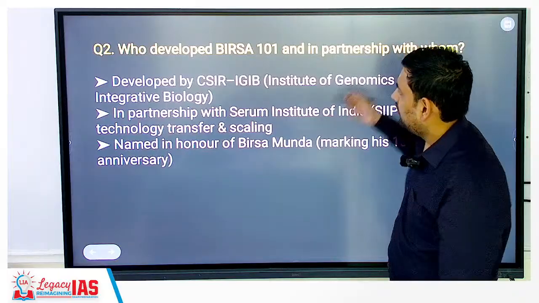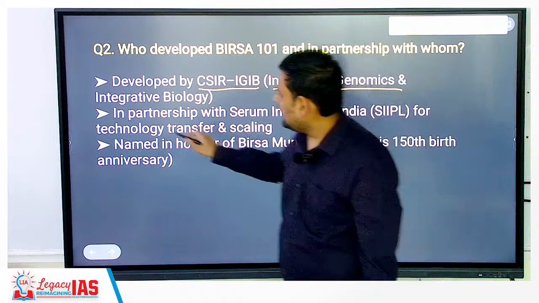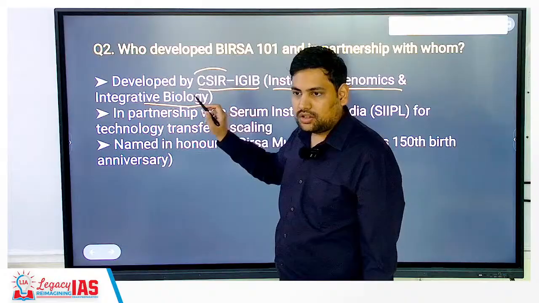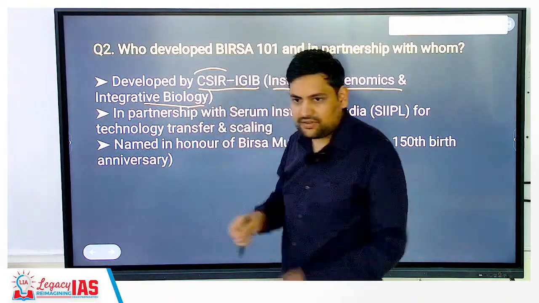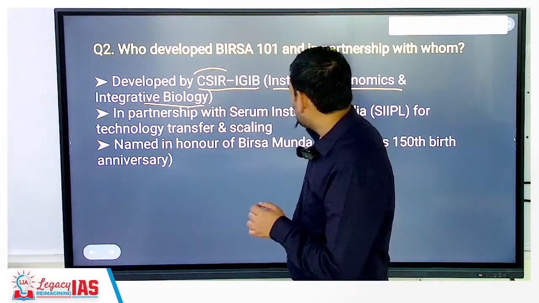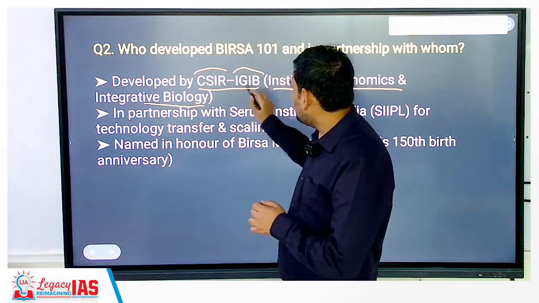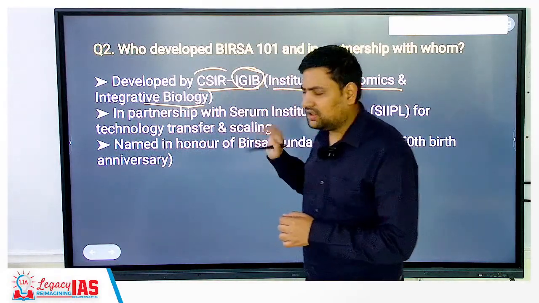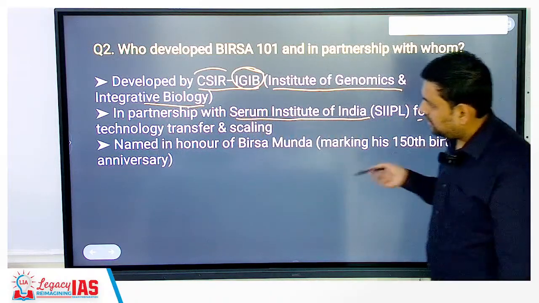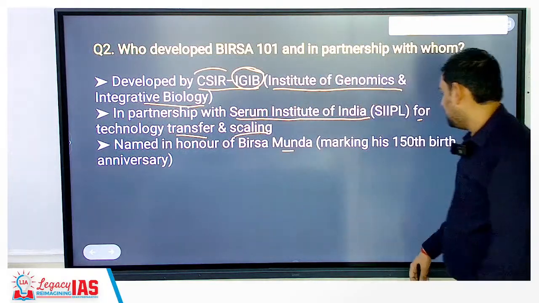Who developed it? So this is developed by CSIR IGIB, Institute of Genomics and Integrative Biology. CSIR, you know? Basically CSIR has very specific institutions. There is one for rubber, there is one for cotton, there is one for genomic studies. So after CSIR you will find a specific institution like this, always written. Then in partnership with Serum Institute of India for technology transfer and scaling. Then this is named in honor of Birsa Munda.